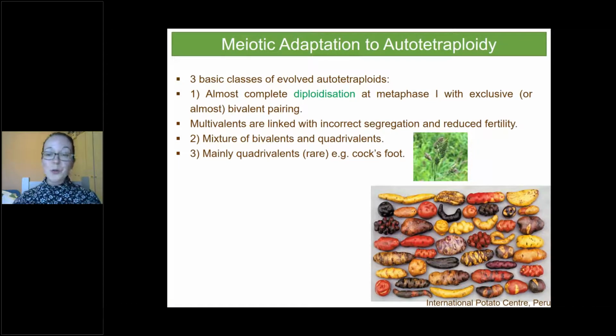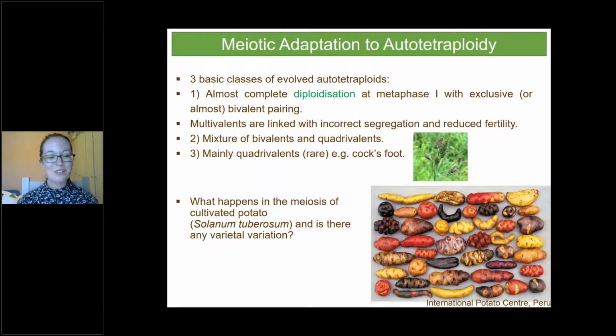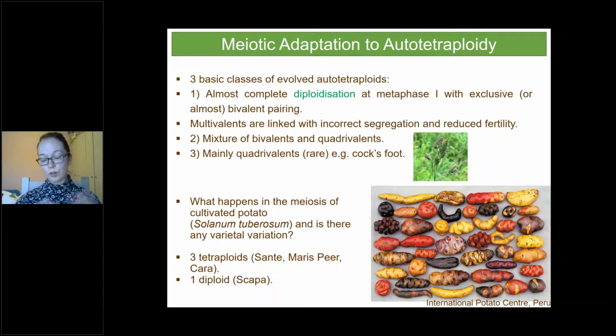So as you may know, there's a huge number of different varieties of potato, and you can see some of the phenotypic diversity here in this image from the International Potato Center in Peru. But it wasn't really practical to look at all these different varieties, so what we did is we took a selection of commercially relevant varieties in the UK, which are tetraploid, so Sante, Maris, Pia, and Cara, and had a look at the behavior of the chromosomes and the crossover frequency during meiosis compared to a diploid variety called Scapa, to see where potato sits within this classification of autotetraploids.